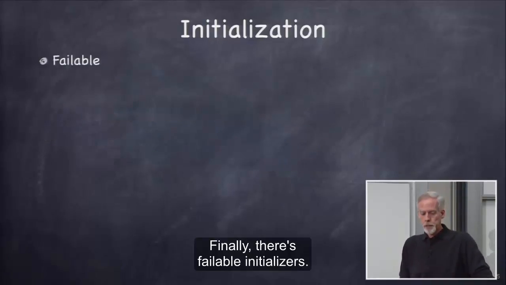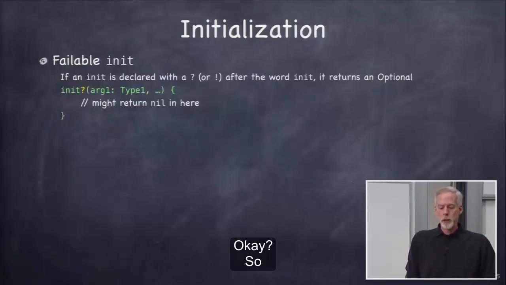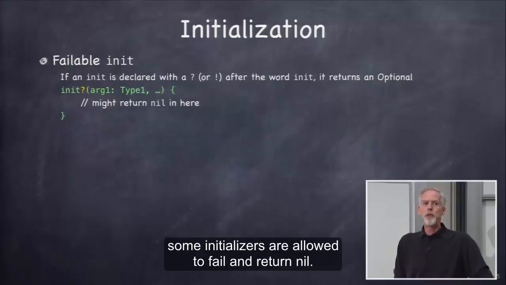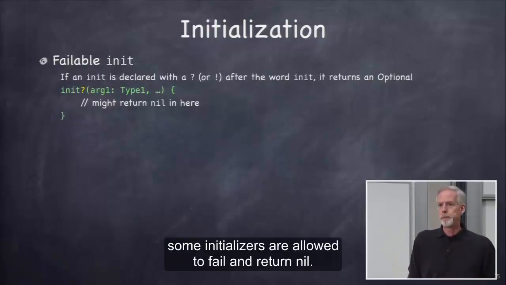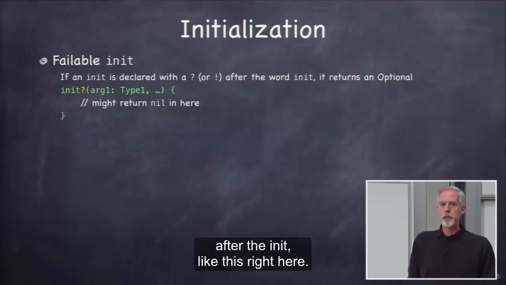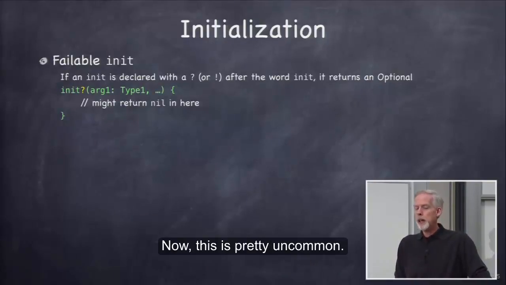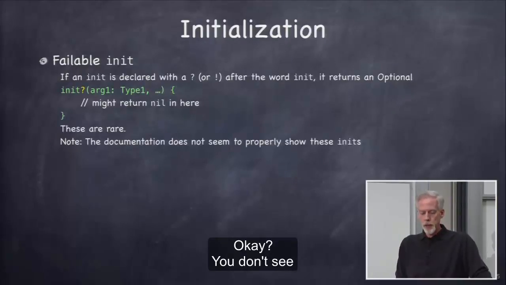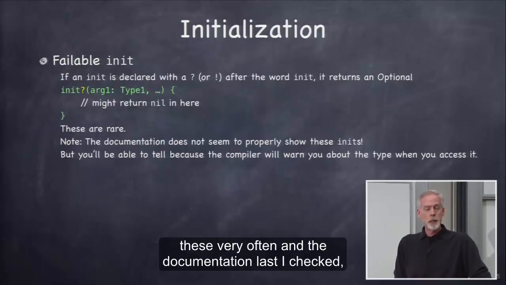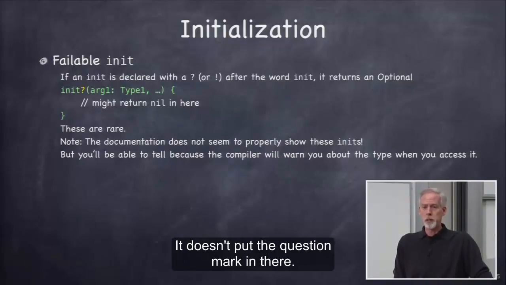Okay? Finally, there's failable initializers. Okay? So some initializers are allowed to fail and return nil. Okay? You designate them by putting a question mark after the init like this right here. Okay? Now this is pretty uncommon. You don't see this very often. And the documentation, last I checked, doesn't really show this very well. It doesn't put the question mark in there.